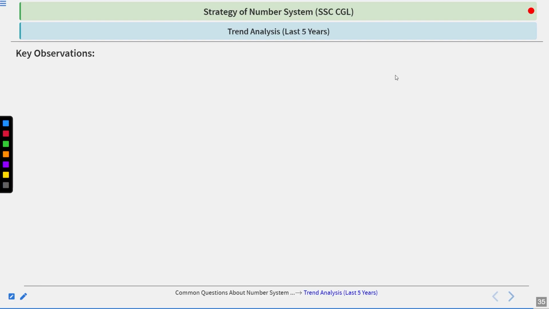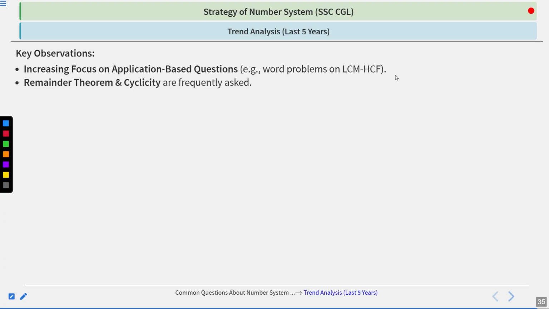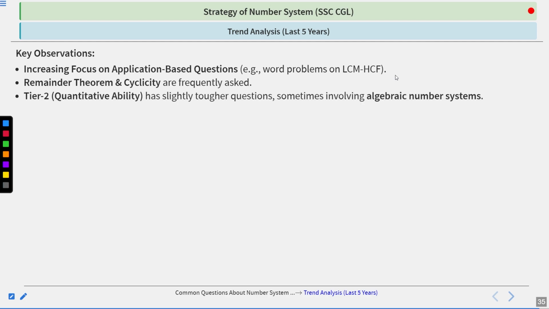Now, key observations from the last 5-year trend analysis. Increasing focus on application-based questions, for example word problems on LCM HCF. Remainder theorem and cyclicity are frequently asked. In Tier 2, quantitative aptitude has slightly tougher questions, sometimes involving algebraic number system.